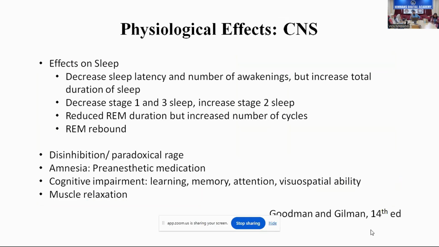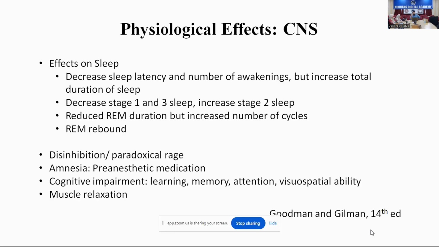So basically they were able to sleep very early and maintain their sleep, but they had persisting drowsiness after they were awake also. Then it decreases your stage 1 and stage 3 sleep, and increases your stage 2 sleep. Stage 2 sleep is where sometimes dreams and other things happen. So benzodiazepines are sometimes notorious in that way.